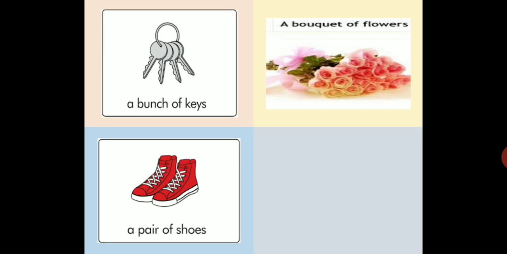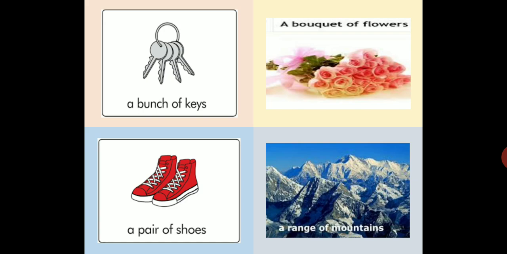Next example is a range of mountains. Whenever you draw a natural scene in your drawing book, you do not draw only one mountain, you draw two or three mountains together, right? So it is called a range of mountains. Look at the picture. It is a range of mountains.